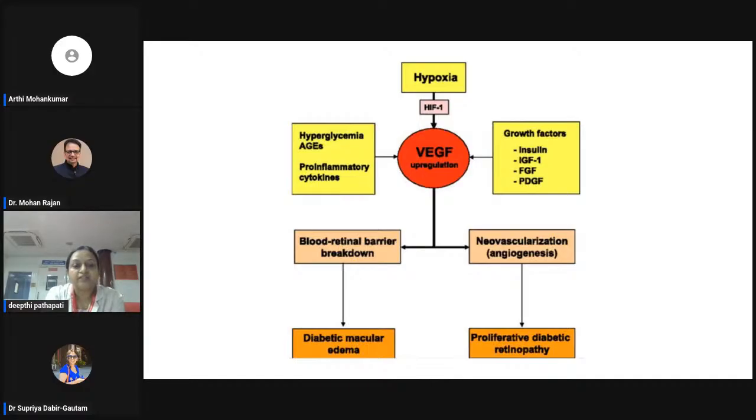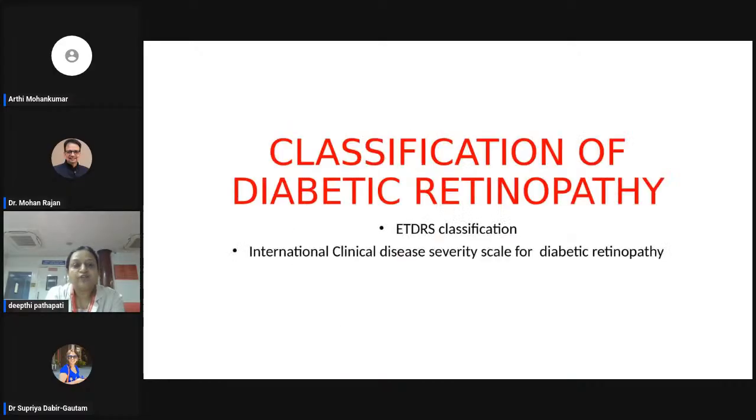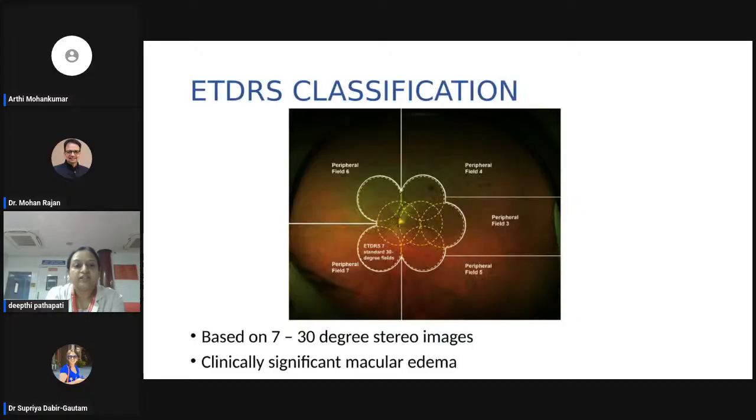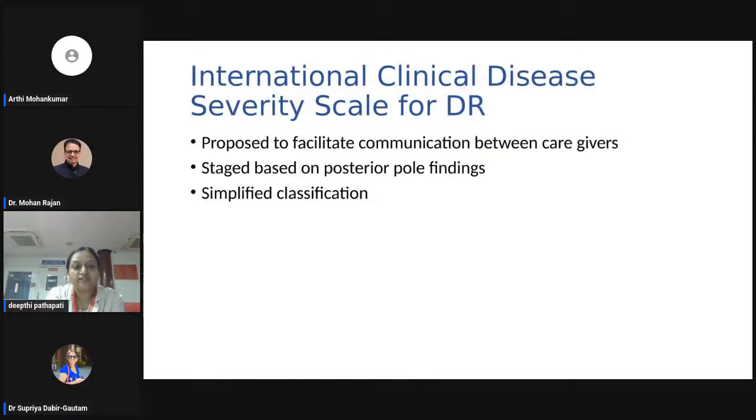This causes blood retinal barrier breakdown, leading to diabetic macular edema. Neovascularization or angiogenesis leads to proliferative diabetic retinopathy. Moving on to the classification of diabetic retinopathy: the ETDRS classification, which is the Early Treatment Diabetic Retinopathy Study, and the International Clinical Disease Severity Scale for diabetic retinopathy. ETDRS is based on 7 charts with 30-degree stereo images.